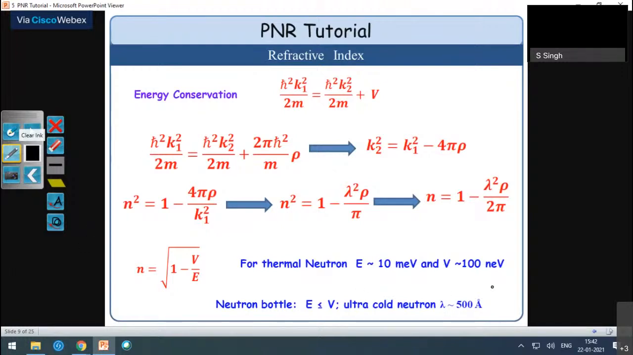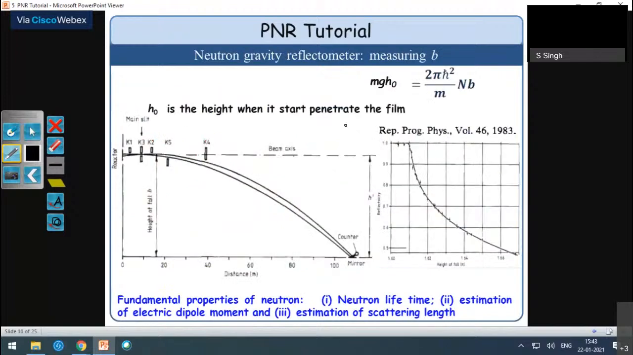They take a material and reduce the energy of the neutrons, making them ultra cold neutrons, and then they fill those neutrons in a bottle and see how the neutron count is reduced with time. From that they can calculate the lifetime of the free neutron.